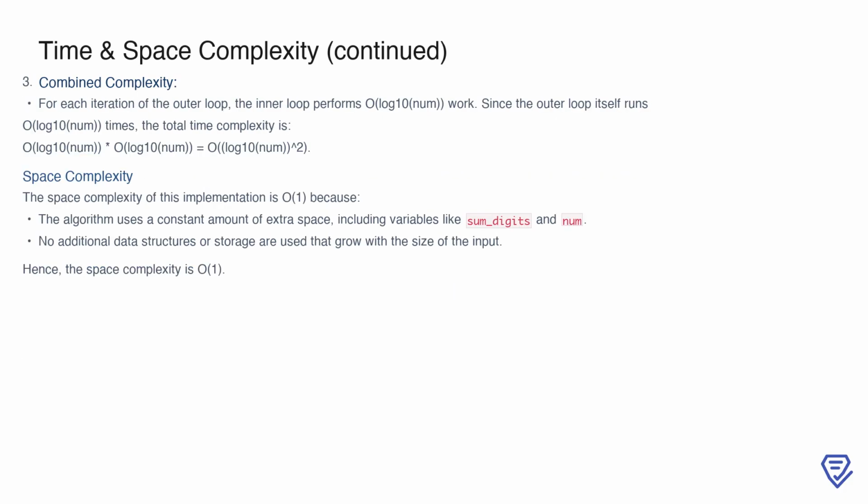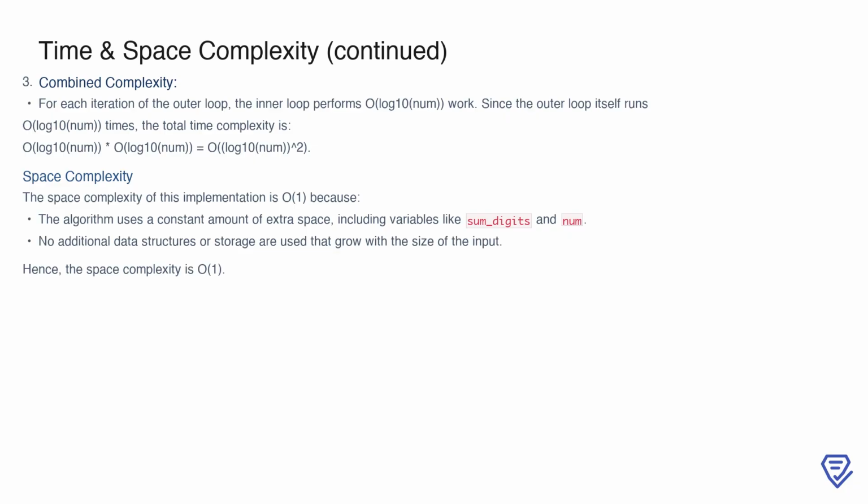When we combine the complexities of the inner and outer loops, we see that for each iteration of the outer loop, the inner loop performs O(log10 number) work. Since the outer loop itself runs O(log10 number) times, the total time complexity becomes the product of these two, which is O((log10 number)^2).